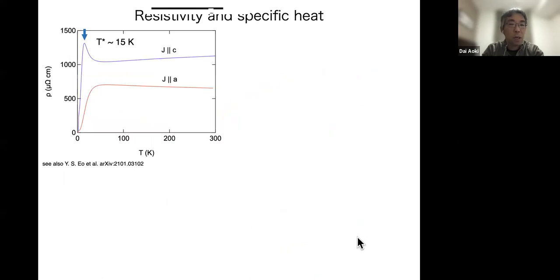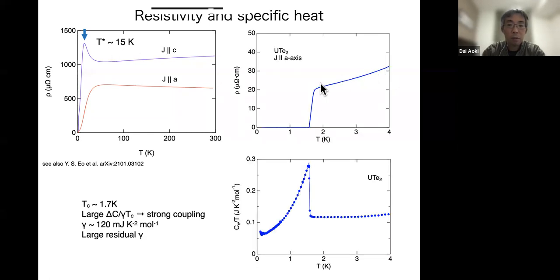The resistivity curve for the a and c axes shows the typical behavior of a heavy fermion system. And when we apply the current along the c axis, we can see the so-called T star. This is not a kink, but a sharp anomaly appearing around 15 Kelvin. And at low temperature, we can see the superconducting transition at 1.6 or 1.7 Kelvin.